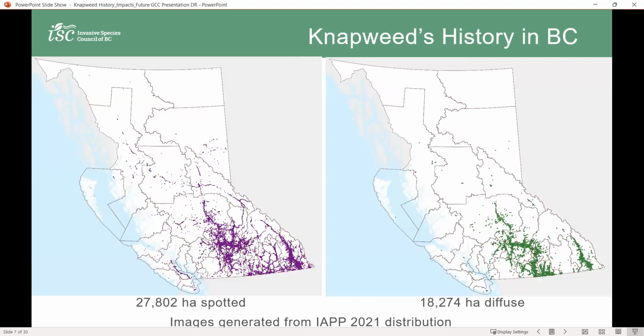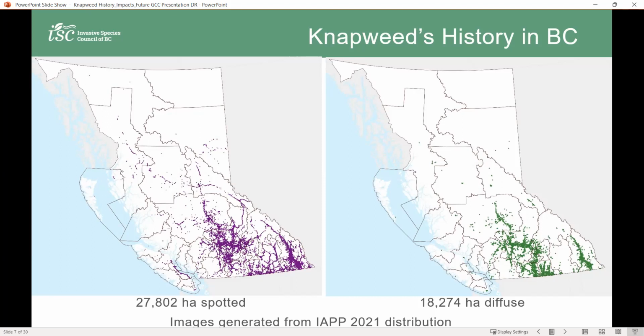Currently, we have about this distribution of spotted and diffuse knapweed across the province. You can see that diffuse is much less, by about 10,000 hectares less than spotted knapweed. The map is a bit misleading because these are areas that have been mapped for both diffuse and spotted knapweed over the last 30 years. But we know that there's a lot less infested area, especially for diffuse knapweed, than what shows on the map. Currently, we're looking at maybe updating some of the old sites and information on IAP.